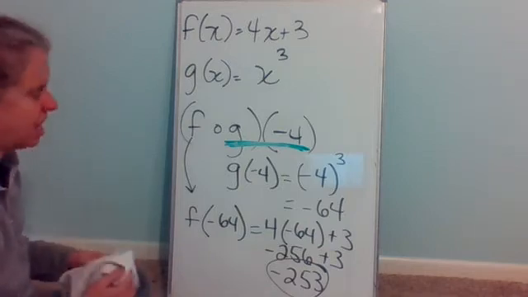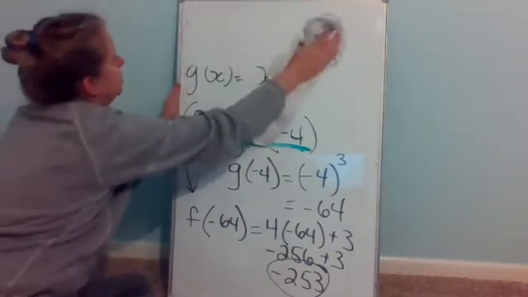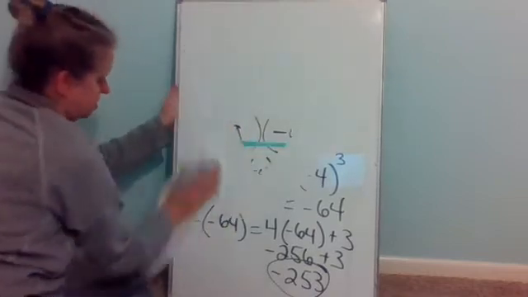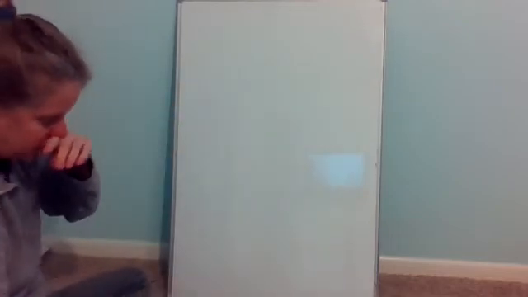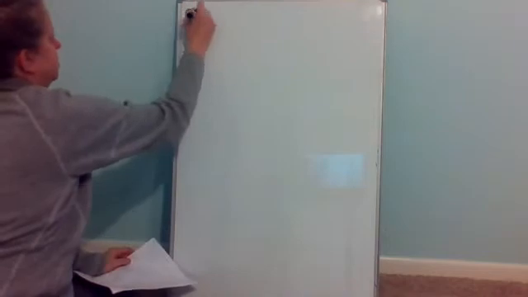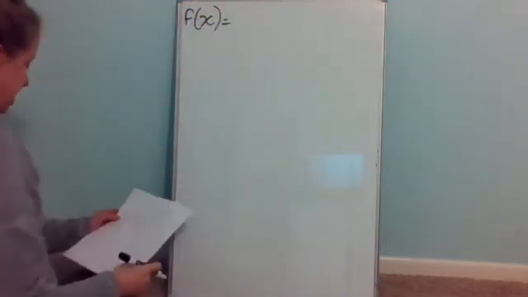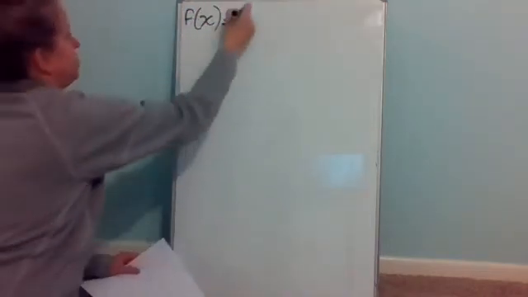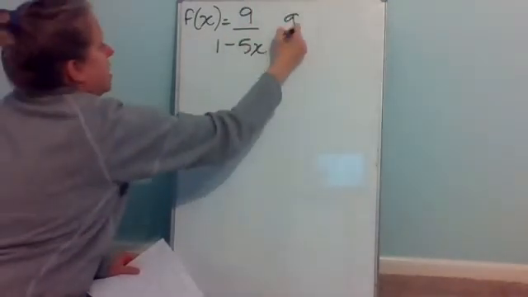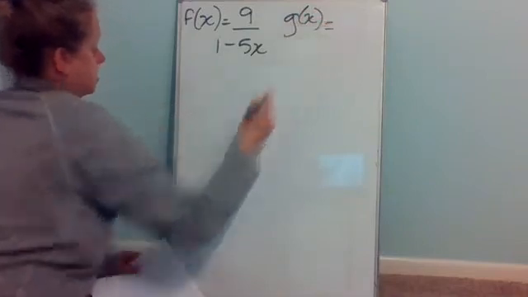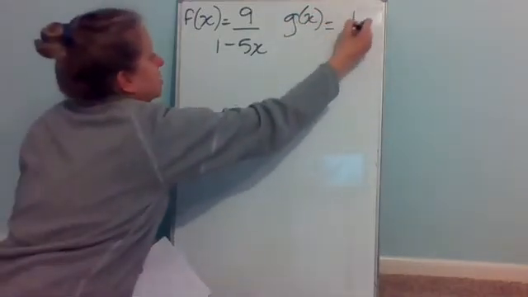All right, number 17. All right, here are my 2 functions: f of x equals 9 over 1 minus 5x, and g of x equals 1 over x.